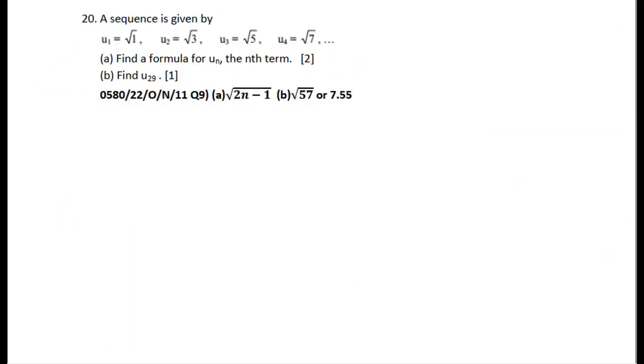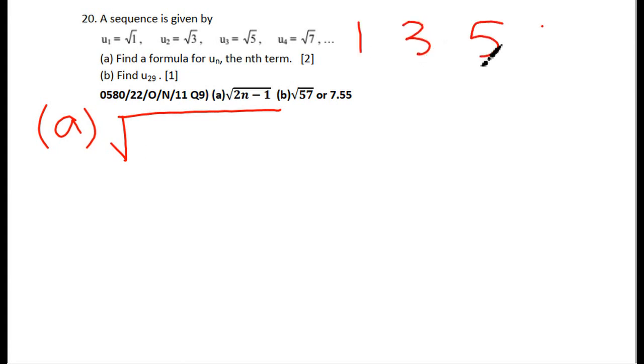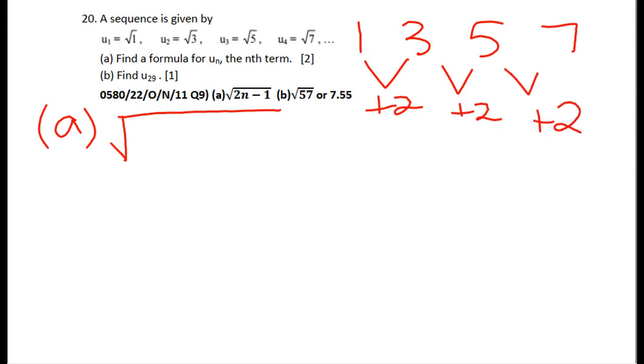Question 20. A sequence is given by u1, under root 1, then under root 3, then under root 5, and under root 7. Find a formula Un for the nth term. So we know the formula needs to have under root sign on it, because all these numbers have under root on top. And then what is the nth term for 1, 3, 5, 7? 2 is being added in each case. This is first level common difference, or the linear sequence. For that we write 2n.